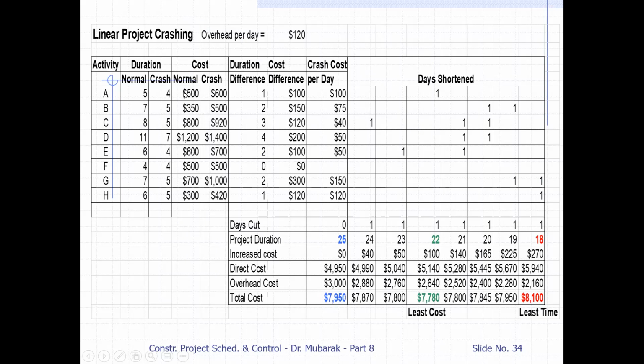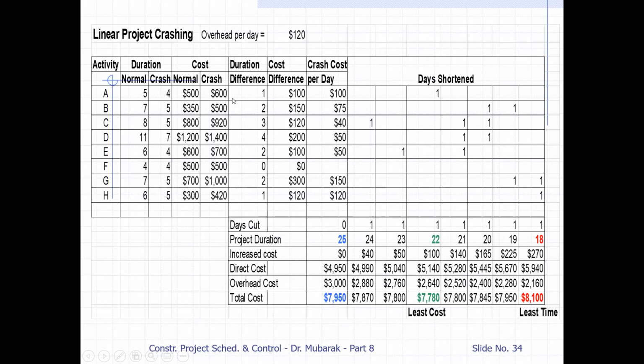So we can see the difference of the duration. This column is a difference of duration, like 5 minus 4, we got 1 here, 7 minus 5, we got 2 here, 8 normal duration minus crash duration 8 minus 5, we got 3 here, 11 minus 7, we got 4 here, 6 minus 4, we got 2 here, 4 minus 4, we got 0, 7 minus 5, we got 2, and 6 minus 5, we got 1. So we put the difference of the duration, delta D, normal duration minus crash duration, which is the minimum duration.